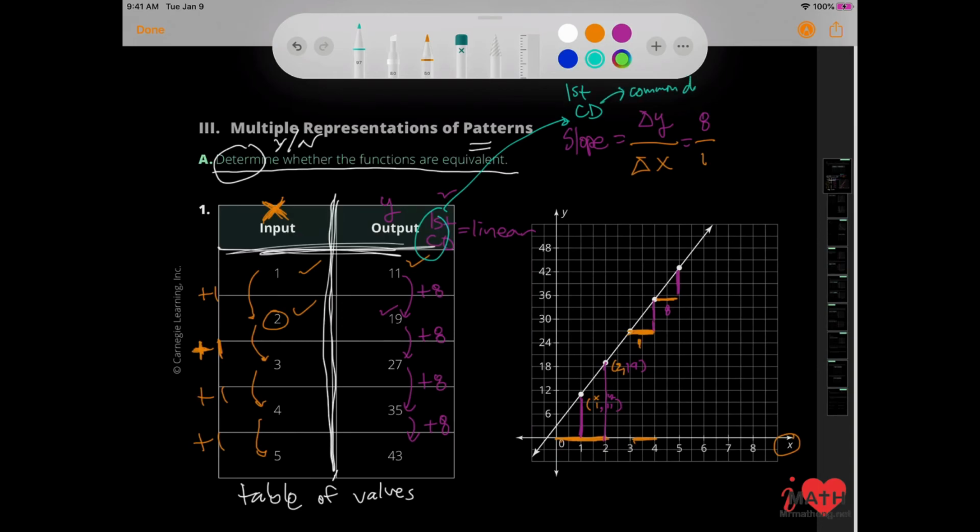So you'll notice that it's the output over the input, the change of the y's over the x's. So if you have a first common difference, it's linear, then it's the same thing as slope. So yes, they are equivalent. They both show the same slope of a positive 8. They both show a linear function.